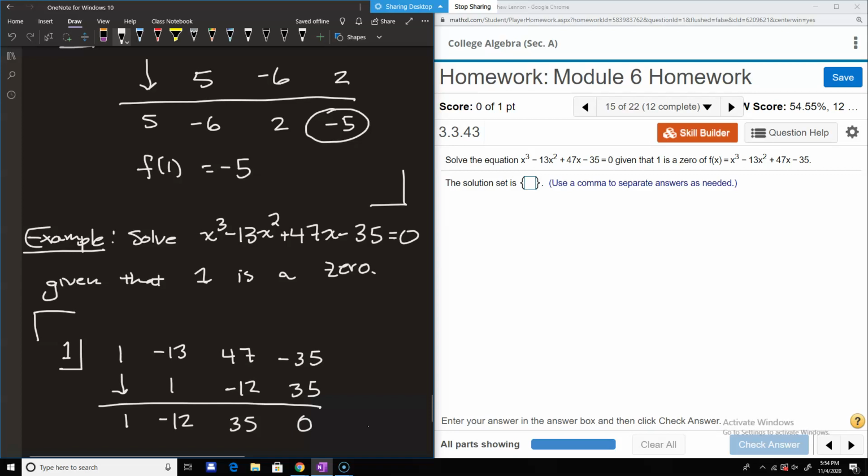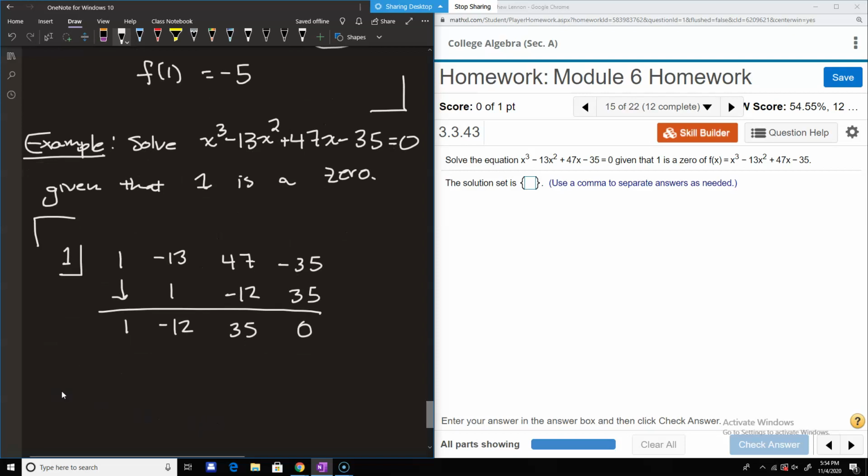How did that help me? Well, that tells me how to factor this thing. It is telling me, in fact, that x cubed minus 13x squared plus 47x minus 35 is equal to the thing I divided by, x minus 1, times the stuff left over, since there's no remainder, right? If it goes in evenly, there's not an extra term. So what's left over? I'm left with an x squared minus 12x plus 35.